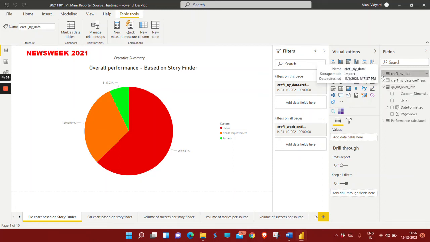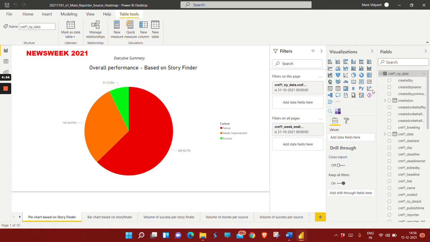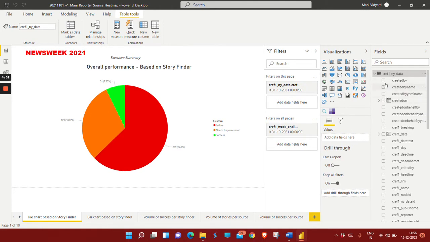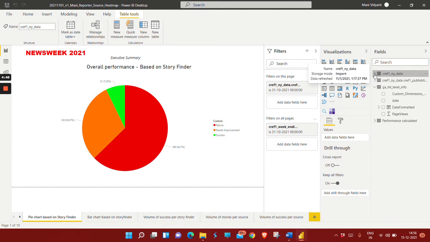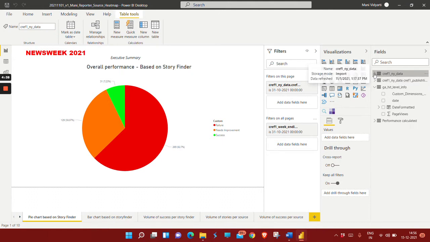Now I'm going to give the brief introduction and explanation of this project, including the working of this project. First of all, our data was divided into two parts, namely two tables. The first table was the graph NY data, and the second was the GA hit level info. We have to combine both the tables by using the node ID.